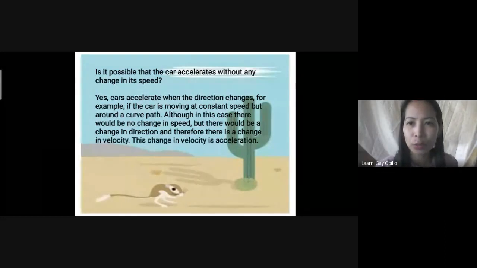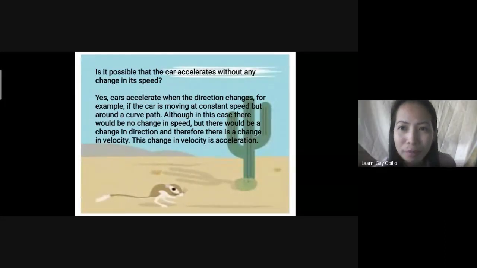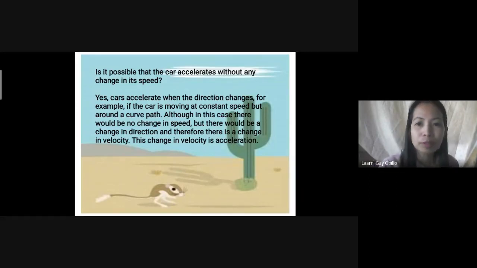Okay, thank you. I hope you understand. Okay, si Miguel, kung hindi gumagana yung mic, pwede mong i-type doon sa chat box yung ating sagot, pag gusto mong sumagot.